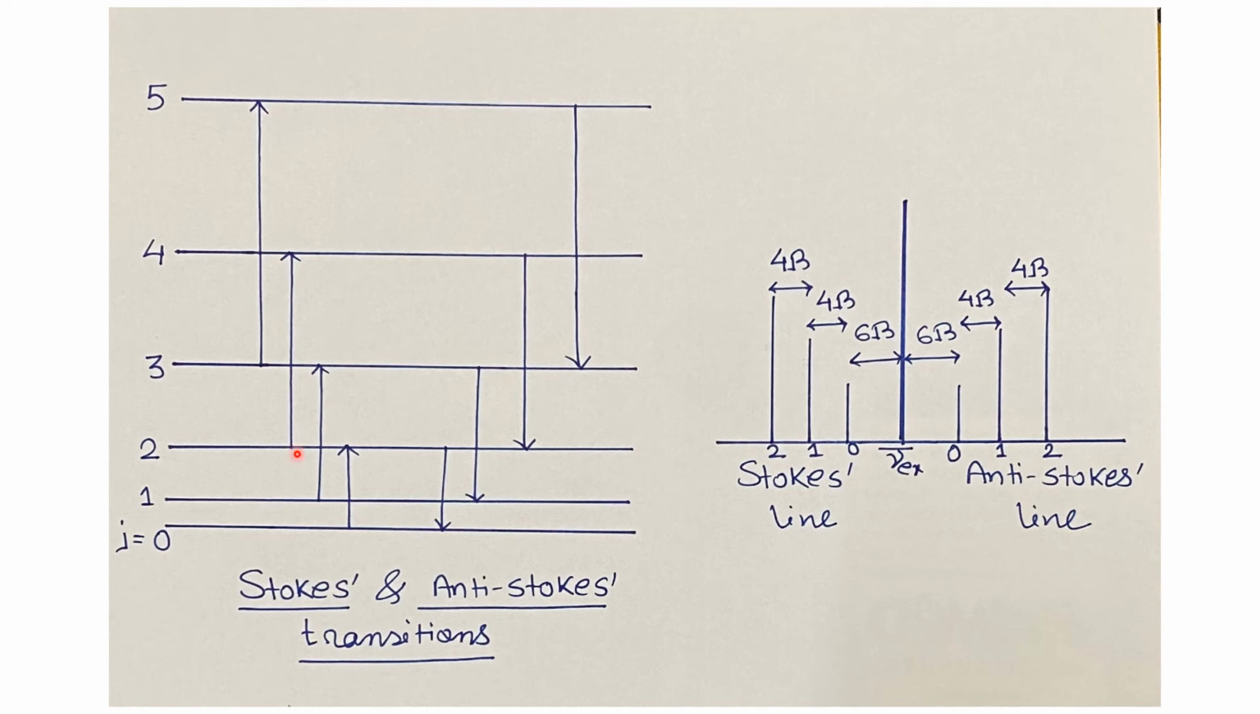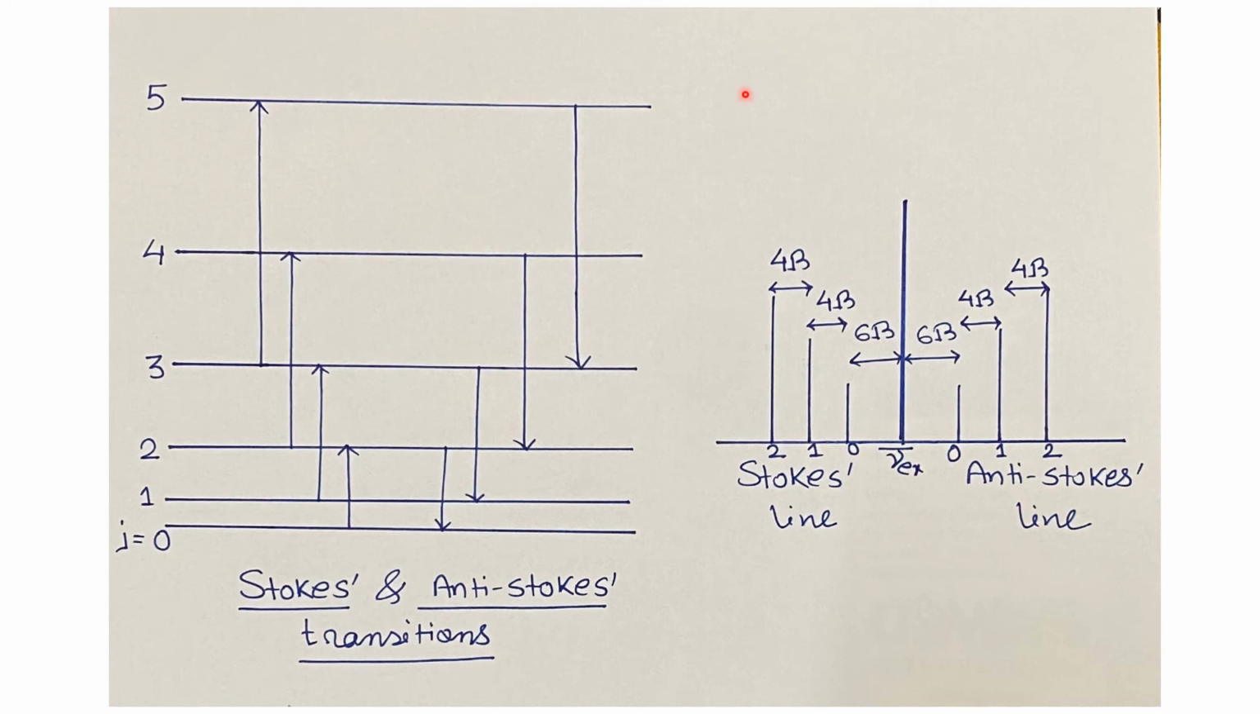So this left schematic represents the possible allowed transitions involved in the Stokes and anti-Stokes lines. Here we can see the transitions are allowed by the selection rule delta J equals 2. So for the Stokes line, we'll have the transitions either from J equals 0 to 2, or 1 to 3, or 2 to 4, and so on. And for the anti-Stokes line, we will have the transitions either from 5 to 3 or 4 to 2 and so on.